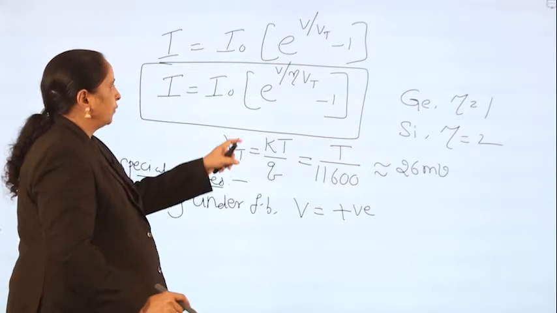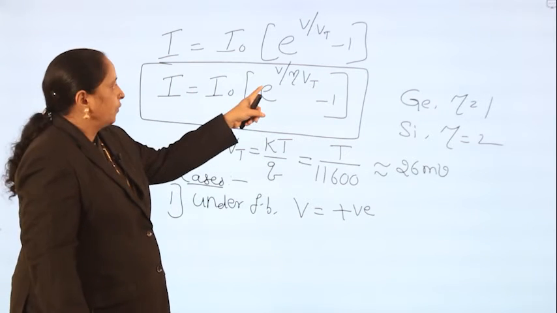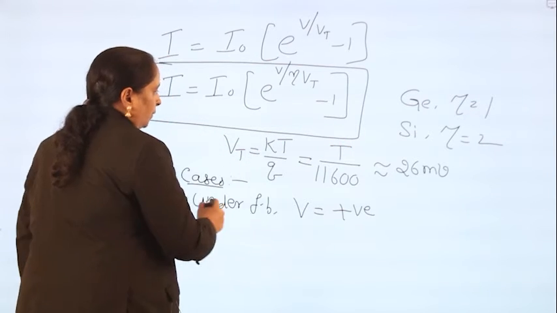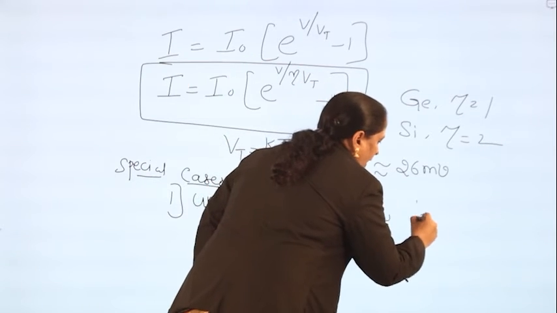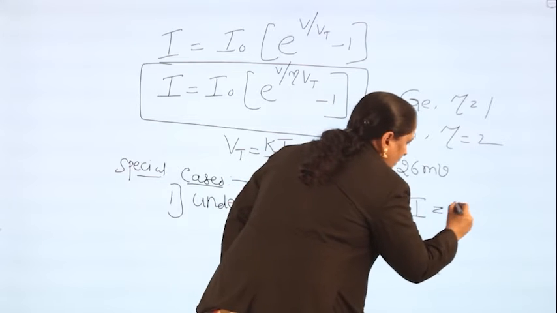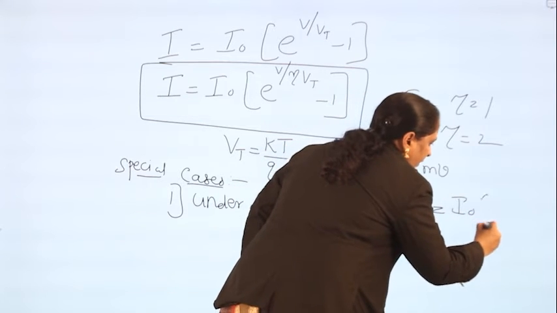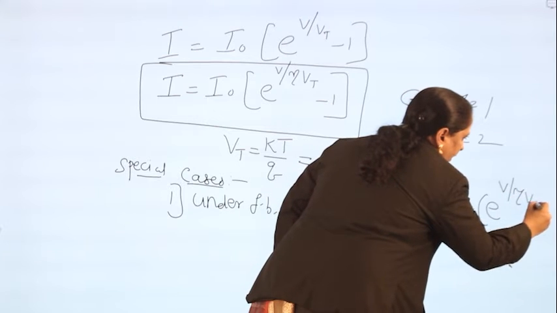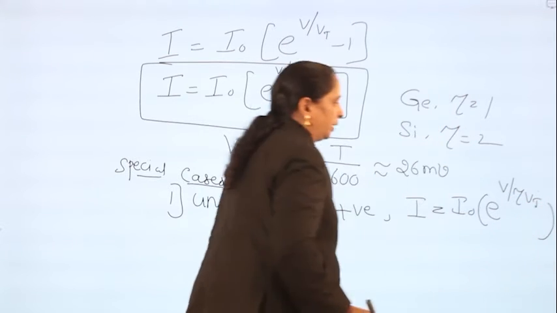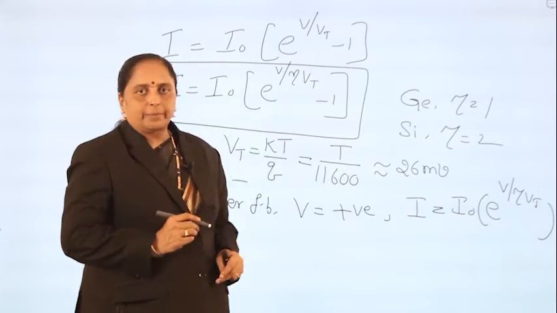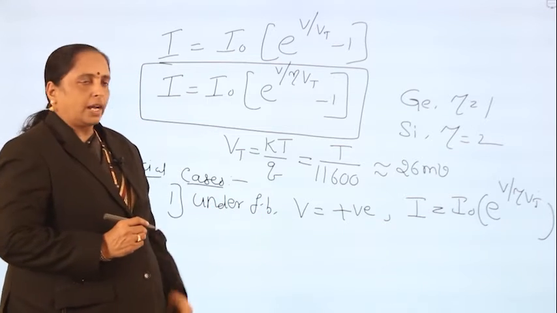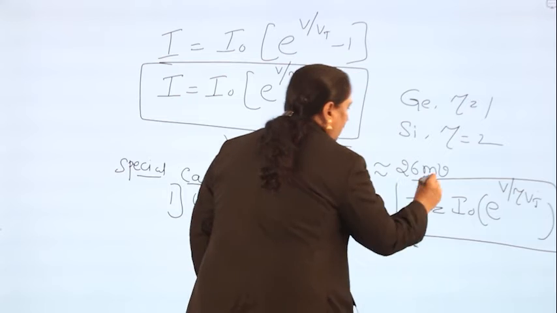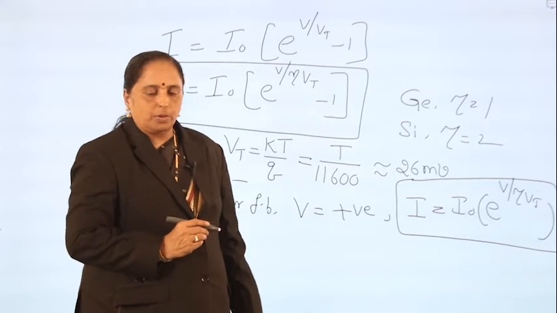Voltage is positive, therefore in this equation, if V is positive, the first term is greater than minus 1. Therefore, the equation becomes I is equal to I naught into e to the power of V by eta Vt. That's all. Because the first term is greater than minus 1, I is equal to I naught into e to the power V by eta Vt.